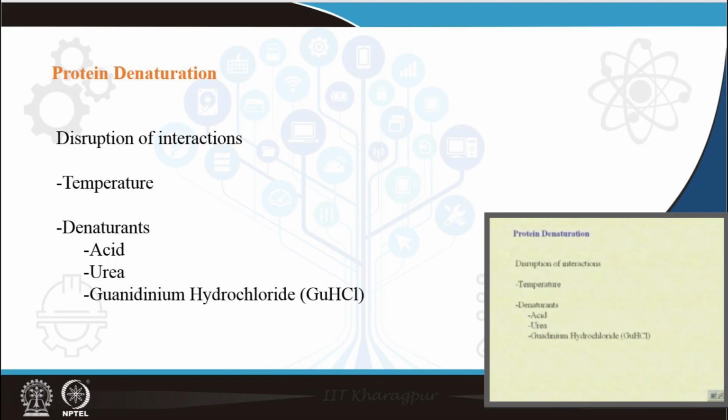Now, if we consider the different interactions that we had, what were they? We had hydrogen bonding, electrostatic interactions, van der Waals interactions, and hydrophobic interactions. Now, I can denature the protein if I add certain denaturants to it or I increase the temperature. We have to consider that in the process of denaturing, I am disrupting the actual interactions that were holding the protein folded together.